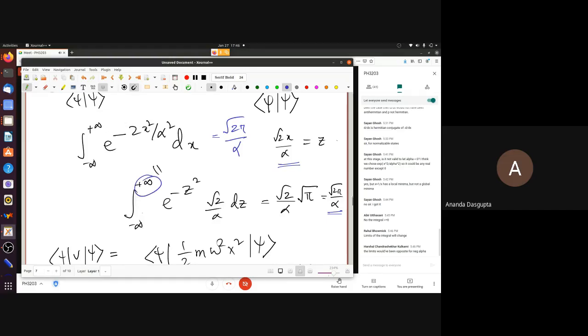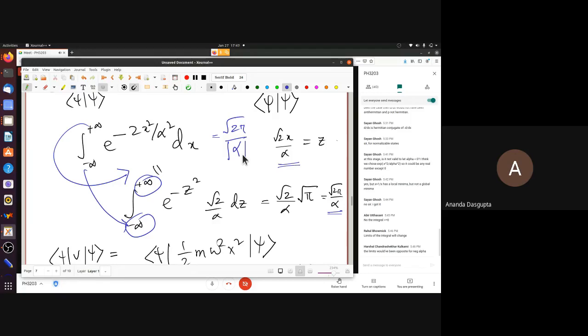The fact that we kept the limits unchanged, minus infinity stays minus infinity, plus infinity stays plus infinity. There we had assumed that root 2 by alpha is a positive factor, right? So actually what would have happened is that if we had done this for general alpha, then if alpha is positive, then no problem. But if alpha is negative, the whole thing will change sign. So what you really have is this.